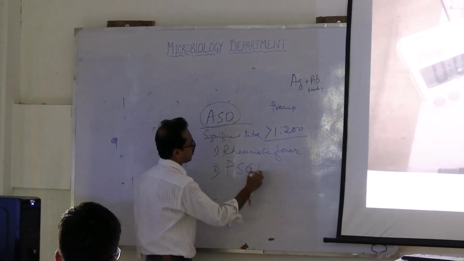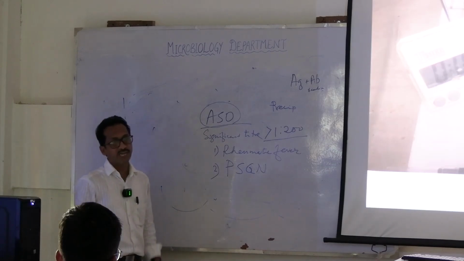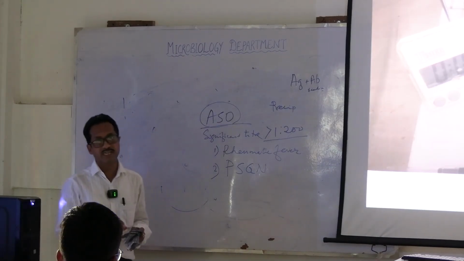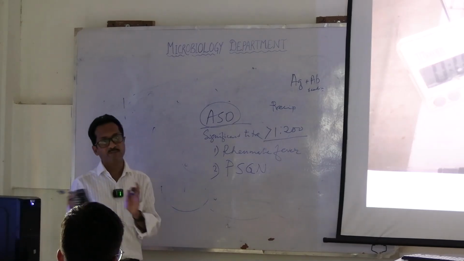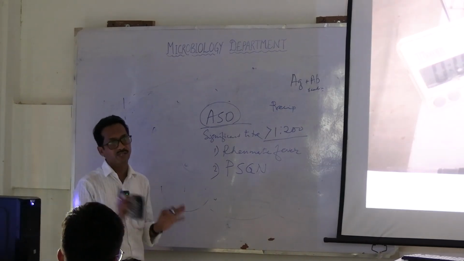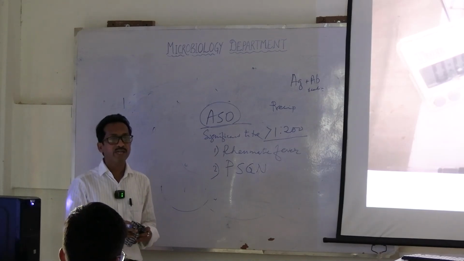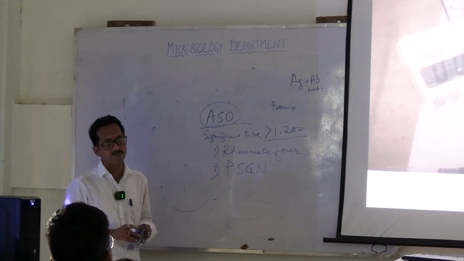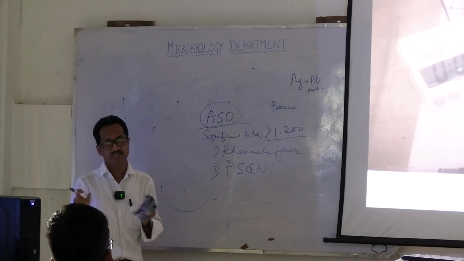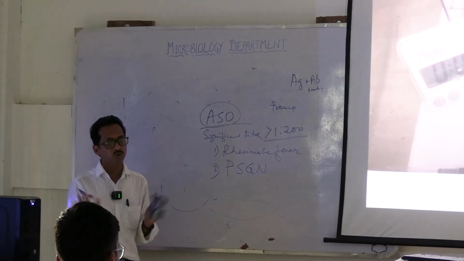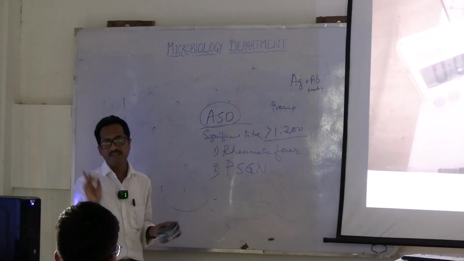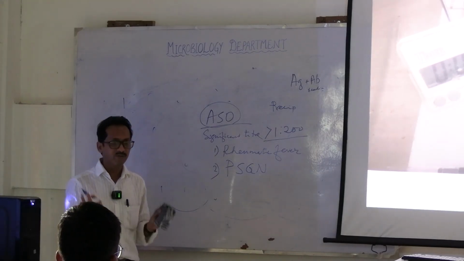So these are the two conditions where we check anti-streptolysin O titer, whether it is raised, that many previous streptococcal infection was there. Because you may not isolate group A streptococcus from a throat swab. It is already treated with antibiotic and it is sensitive. Streptococcus is sensitive to all, so whatever antibiotic you take, streptococcus will be killed.